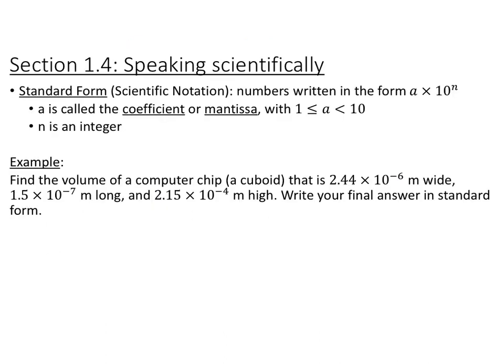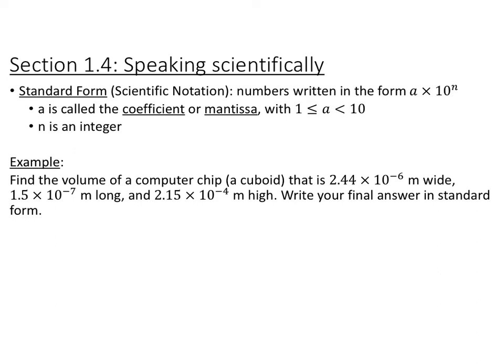The last part of this is standard form or scientific notation, so numbers written of the form a times 10 to the nth power, where a we call our coefficient or our mantissa, and a is always between 1 included and 10 not included. So basically there's no tens place, it's always a decimal, like 9.5, something like that. And then n is always going to be an integer.